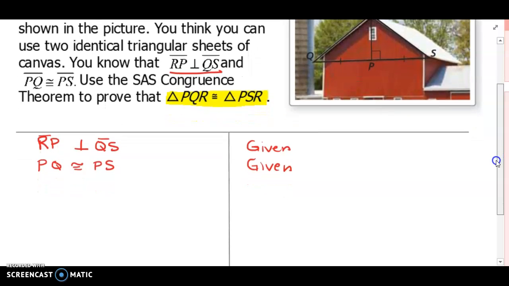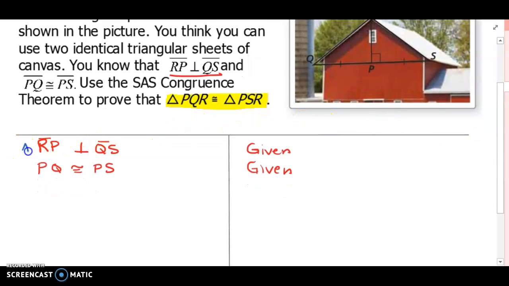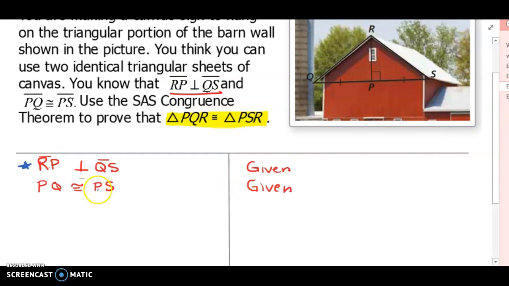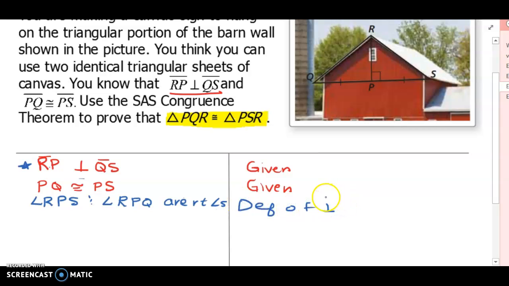All right, so let's look at this. Hopefully you're able to figure it out. If I go back to this here, if they are perpendicular, that means that they cross at a 90-degree angle. So I can say that angle RPS and angle RPQ are right angles. And that's just by definition of perpendicular.